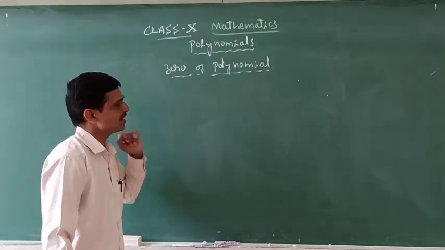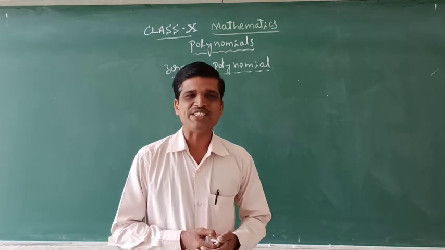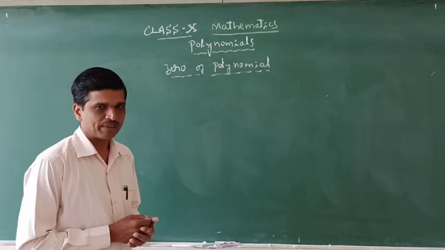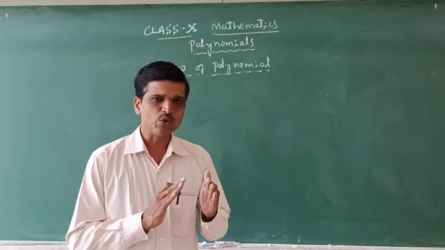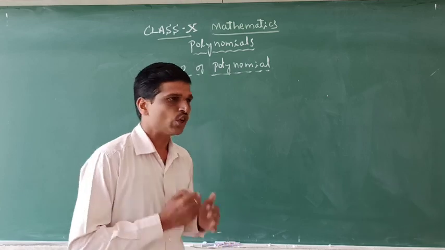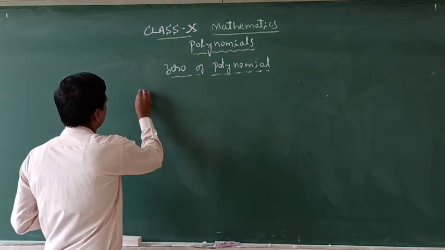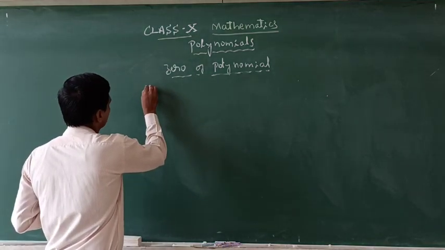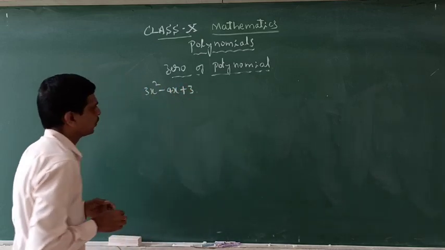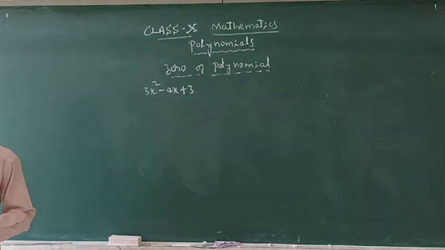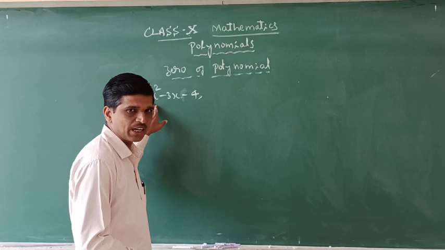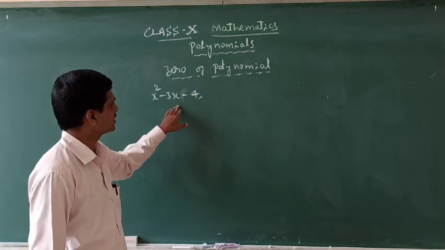Now let us consider zeros of a polynomial. What do you mean by zeros of a polynomial? Now assume any polynomial. If its polynomial value is equal to 0, then that is called a zero of the polynomial. So how can we understand that? By taking one example. Consider one example: 3x square minus 4x plus 3. Assume here one example of a polynomial: x square minus 3x minus 4.